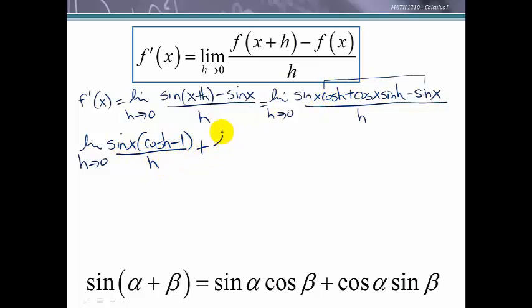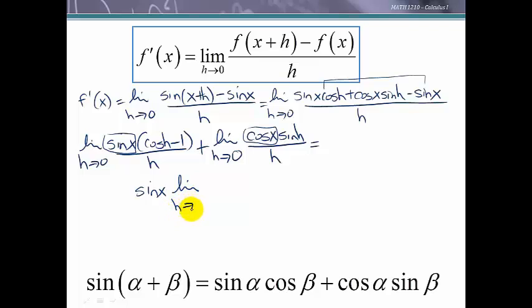And then we have plus the limit as h approaches 0. This is the term that's left. We have cosine x sine h over h. Now, as we're looking at this, both the sine x and the cosine x are not functions of h, and so we can move those outside of the limit. And so we would then have sine x times the limit as h approaches 0 of cosine h minus 1 over h plus cosine x times the limit as h approaches 0 of sine h over h.